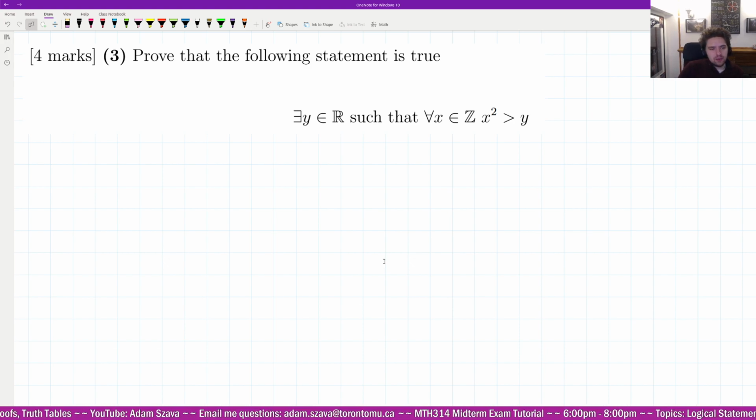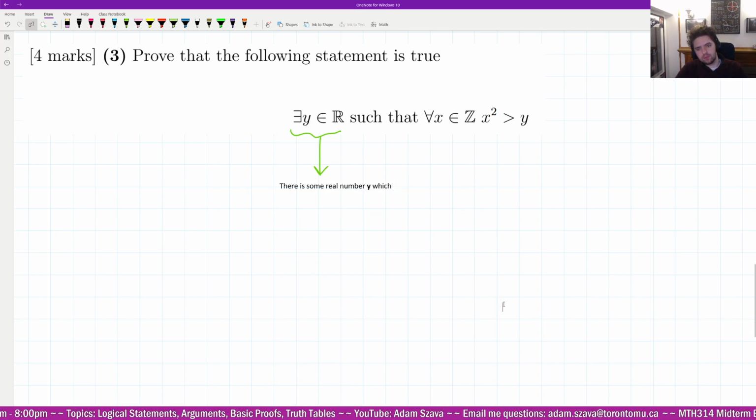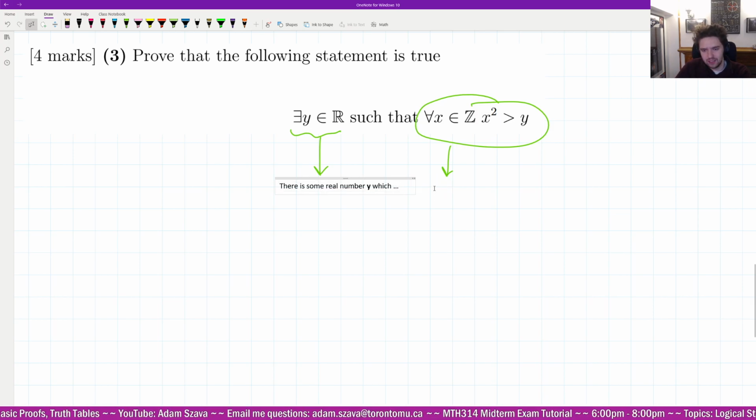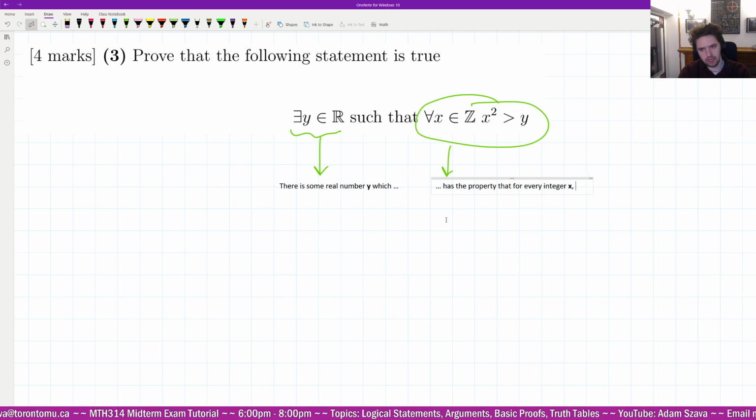Okay, so question 3: prove that the following statement is true. So we got a big statement here. I'm going to first translate it to English, and then we're going to just prove it from symbols. So this is saying that there is some real number y, some real number we're going to call y, which has the property that for every integer x, x squared is bigger than y. So there's some real number y, which when you take any integer and square it, all those squares are going to be bigger than the number we chose.